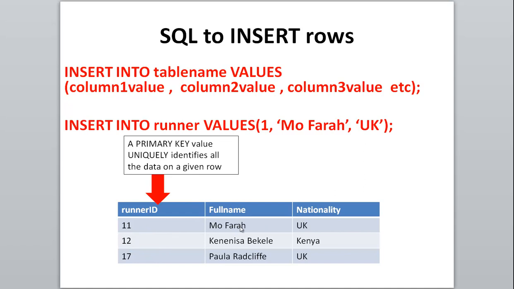It's called the primary key because it uniquely identifies each row in the database. If you're looking at a running race and runner 11 is Mo Farah and runner 17 is Paula Radcliffe, then if you look through binoculars and you see a 17 and you can't tell who it is, you look up in the database and that 17 tells you who's running and what nationality and everything else about the person.